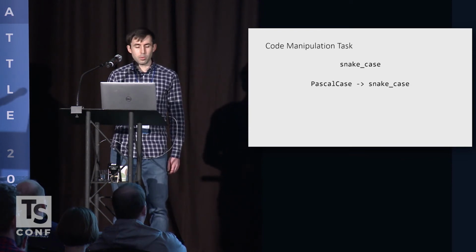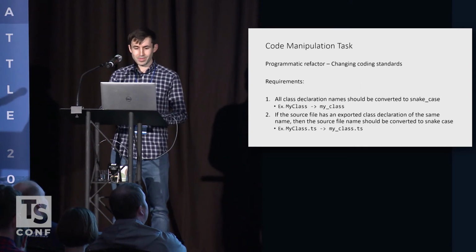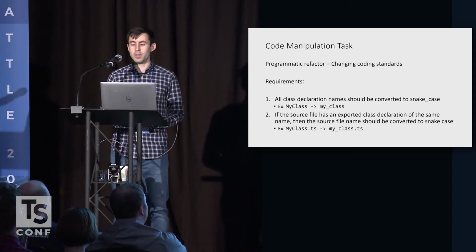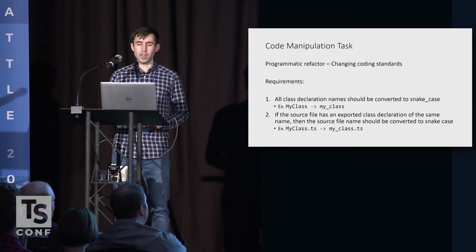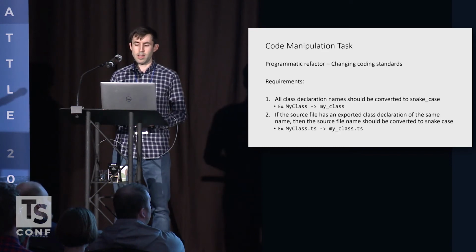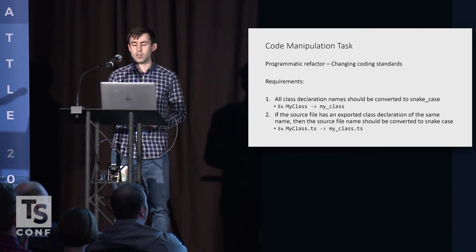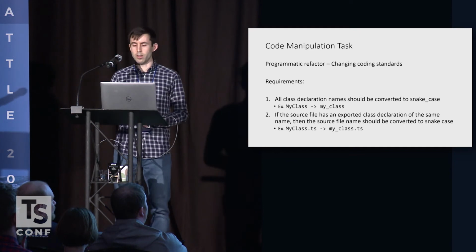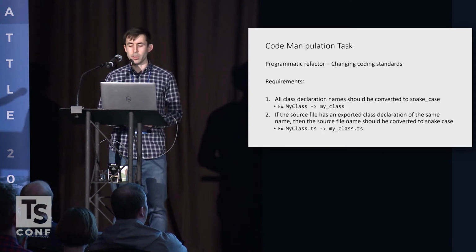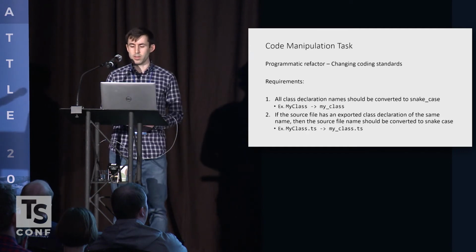But I'm going to show you how this isn't actually that much work to do, and we can make our snake case dreams come true. So we're going to do a programmatic refactor that changes some of the coding standards in the code. This example is going to be somewhat simplified. Our requirements are all class declaration names should be converted to snake case. And if the source file has an exported class declaration of the same name, then the source file name should be converted to snake case as well. So in this example, we're only going to deal with class declarations. But remember, there's more generic ways to solve this for functions, interfaces, and so on.